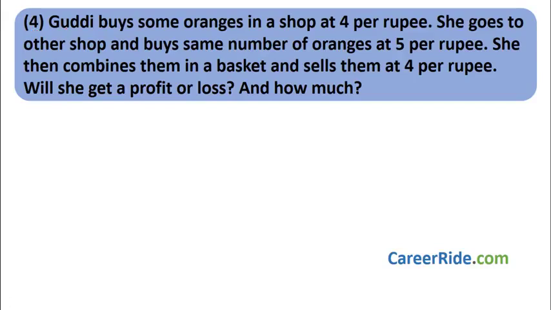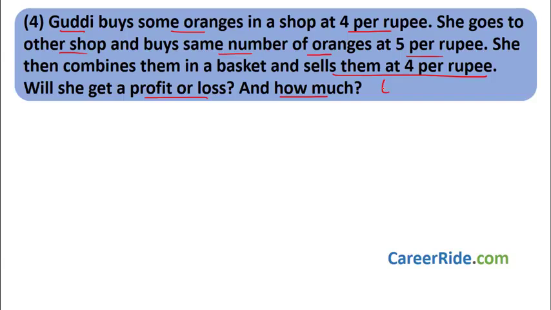Question number 4. Goody buys some oranges in a shop at 4 per rupee. She goes to another shop and buys the same number of oranges at 5 per rupee. She then combines them in a basket and sells them at 4 per rupee. Will she get a profit or loss, and how much? Now here we do not know whether it is profit or loss, or how many oranges Goody bought and all that stuff. We only know the rate at which the oranges were bought. So let us see how to tackle these kinds of sums.